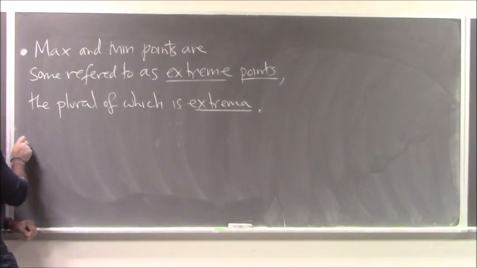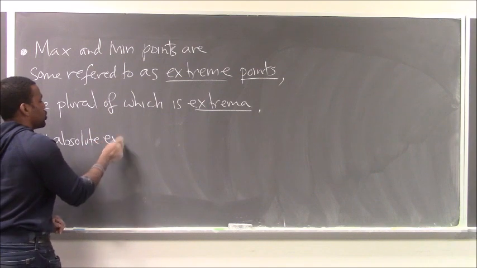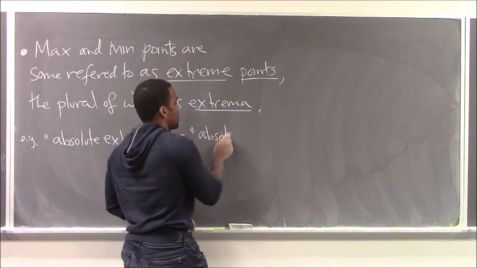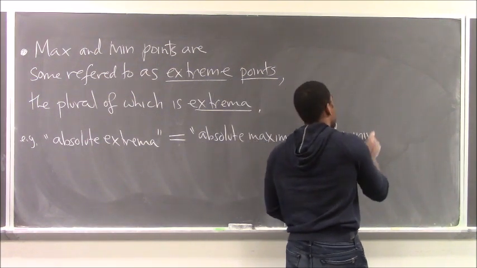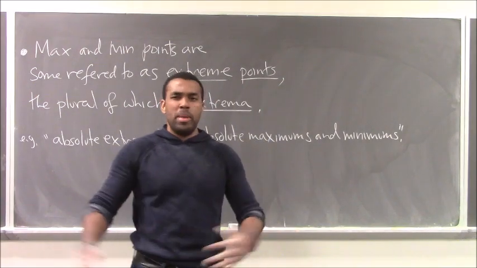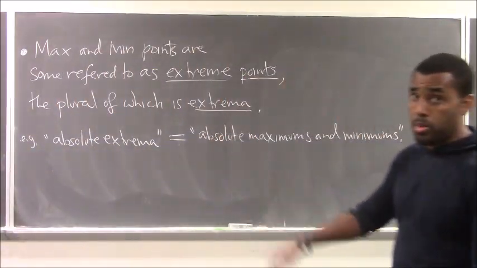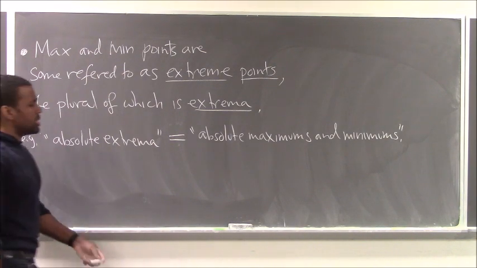For example, if I say absolute extrema, it's the same as me saying absolute maximums and minimums. An extreme point can be a maximum or a minimum point. We just refer to all of them as extreme points. So if I talk about absolute extrema, or find all the absolute extreme points, I'm talking about the maximum and minimum points. You should notice that. I'll give you some time to pause the video to copy that down, but we are going to keep moving. Let's actually just do some illustrations here.